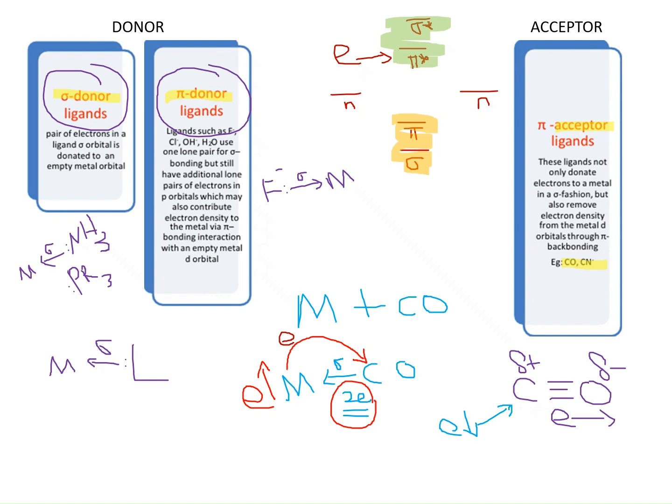So that's the name here, pi acceptor, okay? The carbon is actually accepting electrons from the metal d orbital and putting that electron on its pi star state, the carbon's pi star state. This action of giving back electrons by the metal to the carbon is called pi back bonding. It is called pi back bonding. Okay, it's a back bonding. All right.